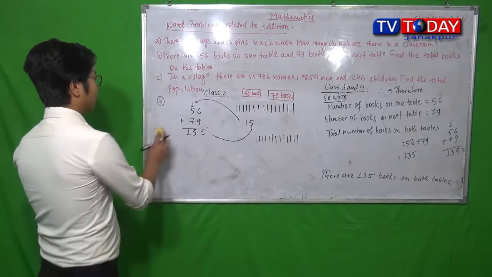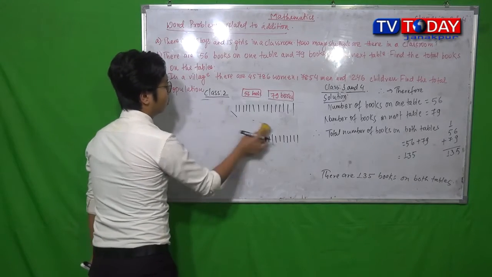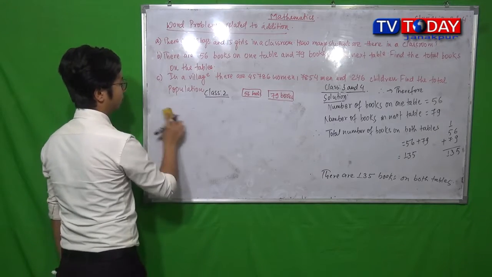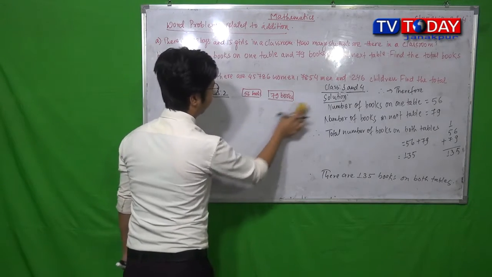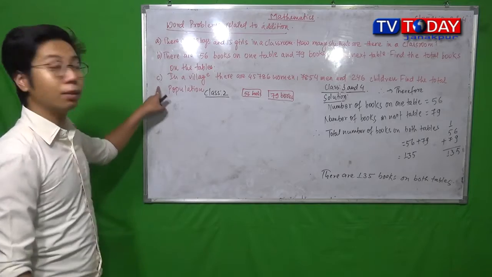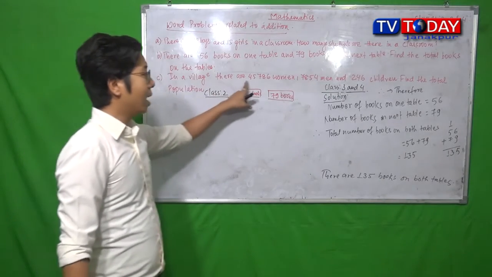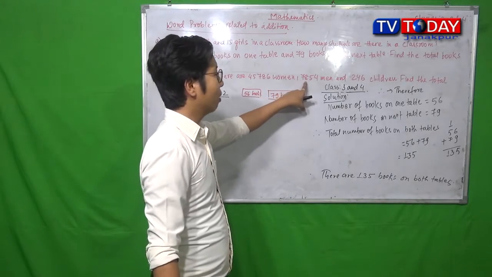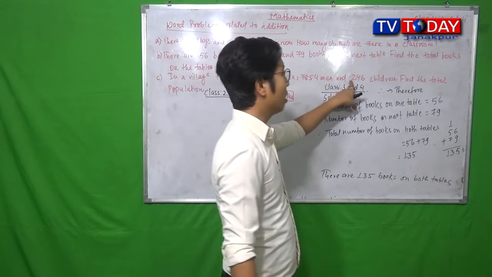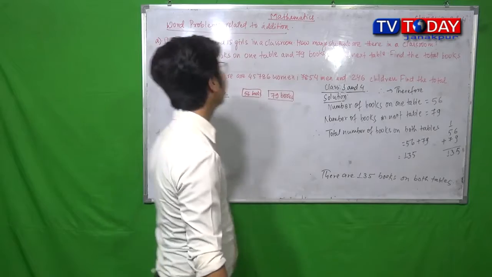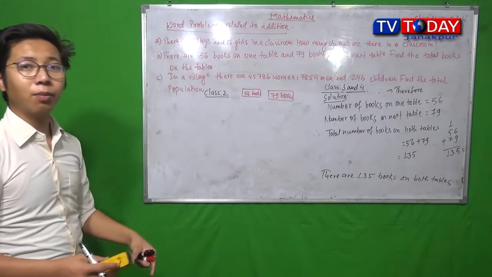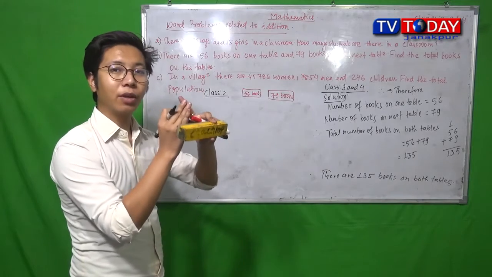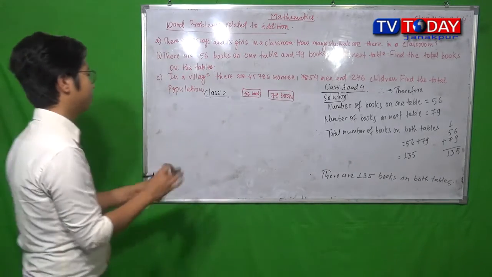So, next question. In a village, there are 45,786 women and 7,854 men and 246 children. Find the total number of population. Total population means the number of women, number of men, and total number of children, isn't it?